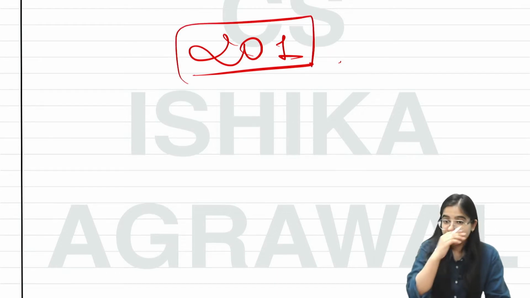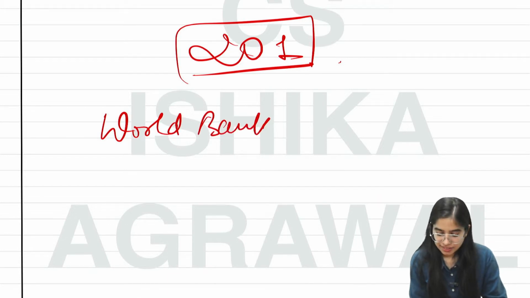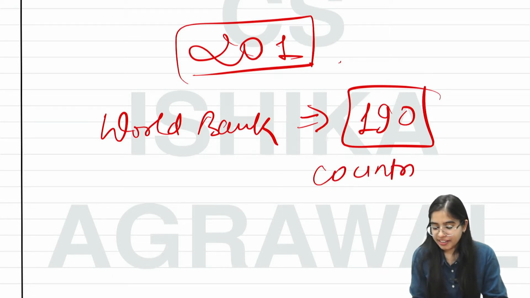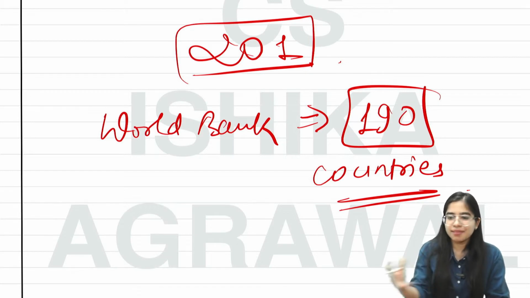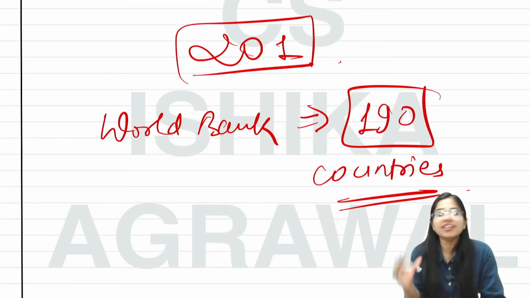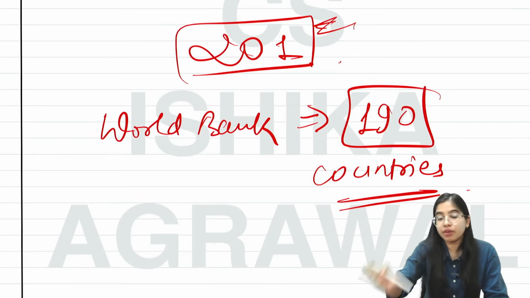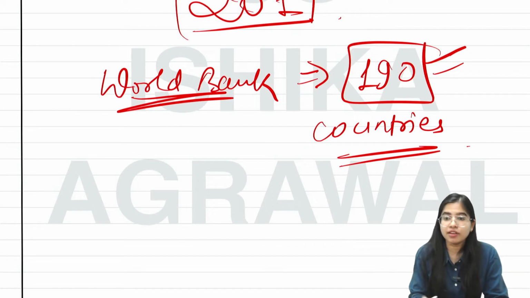But ma'am, the World Bank considers only 190 countries, because there are some places which are not countries in reality, but they consider themselves a country, like the Taliban and all. So overall there are 201, but the World Bank recognizes only 190 countries.